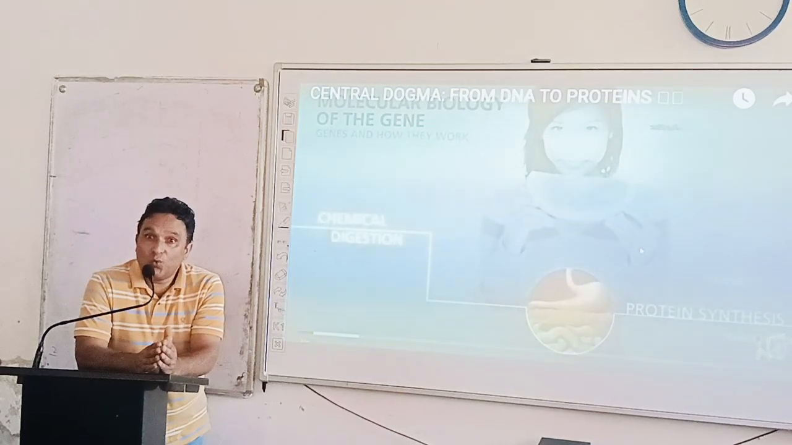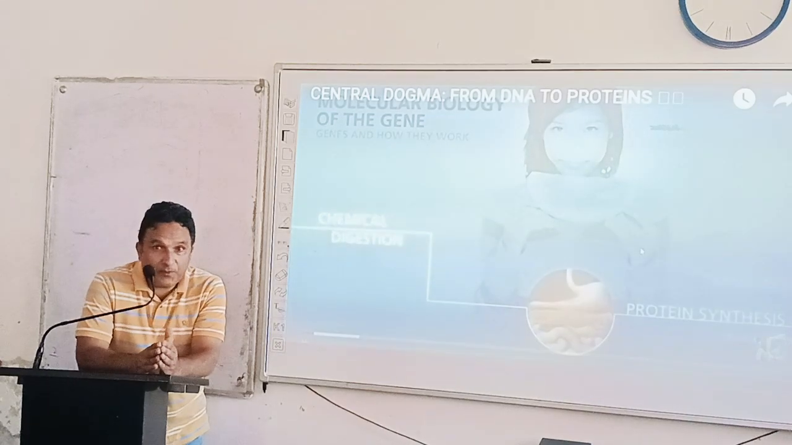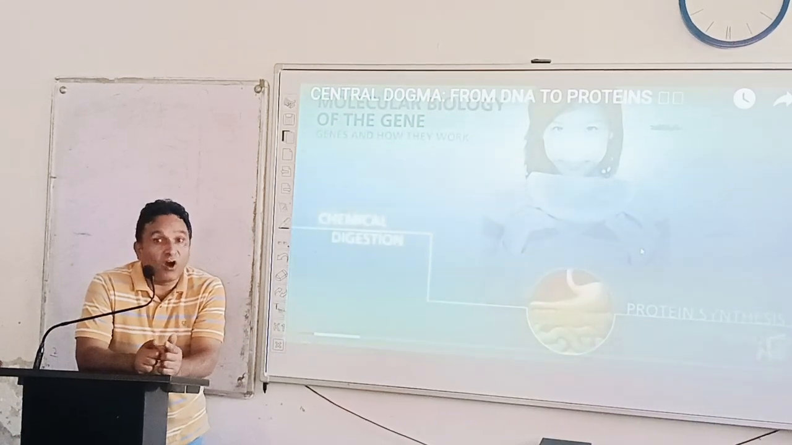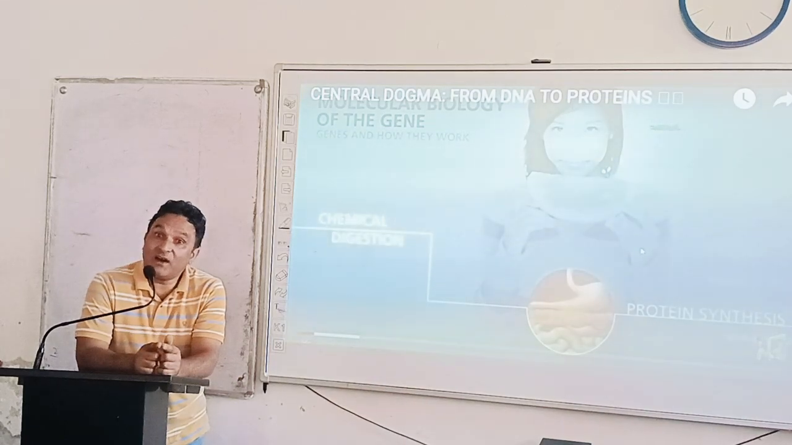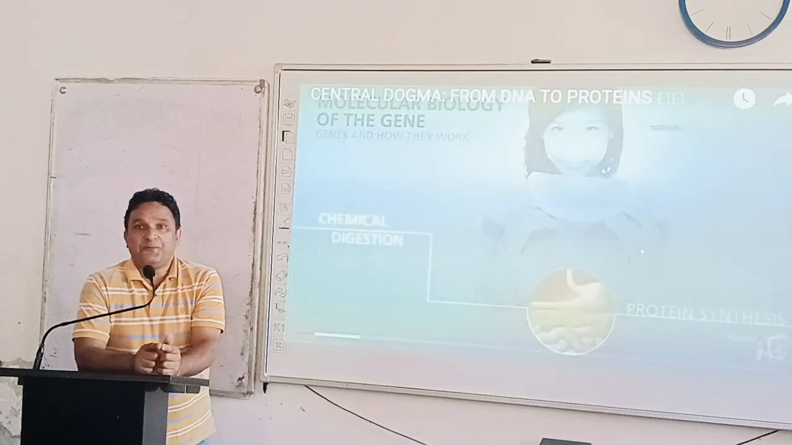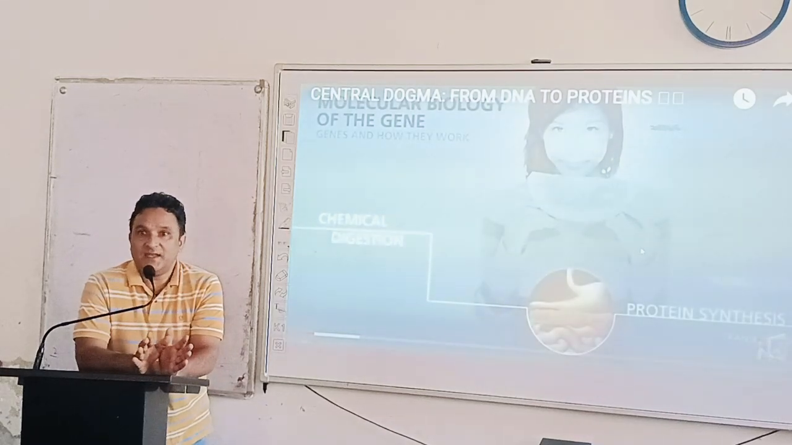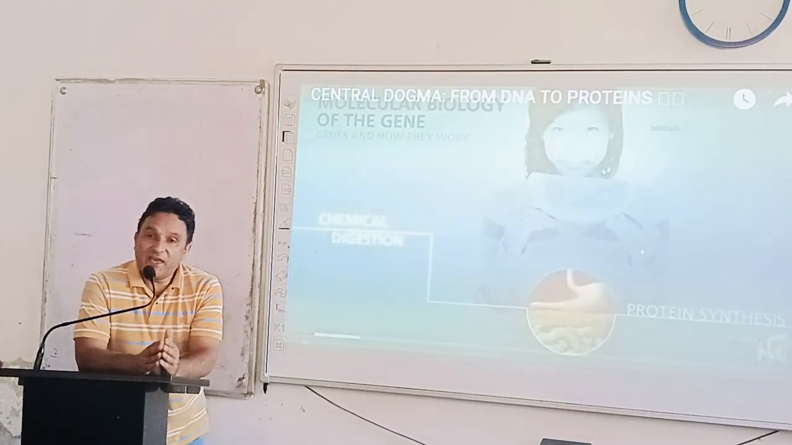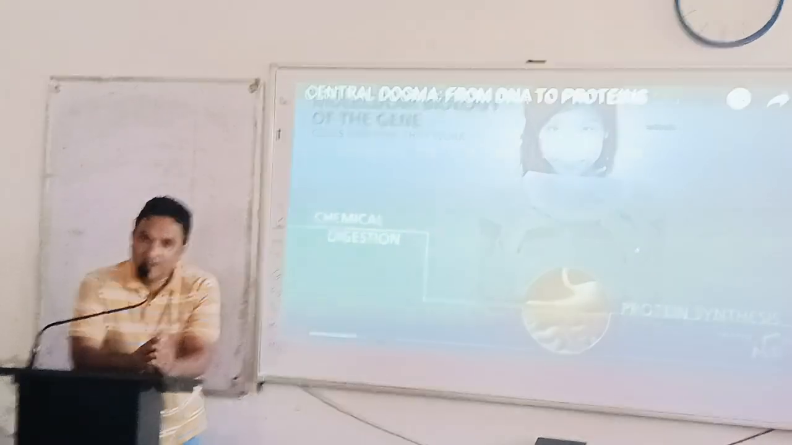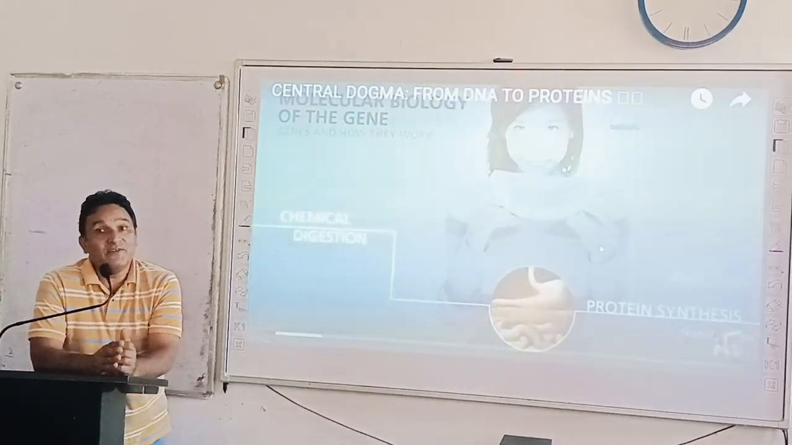And you all know that the DNA is present in the nucleus, and the information goes from DNA to RNA. That process is called transcription. And the message, the information on mRNA, is called the genetic code.